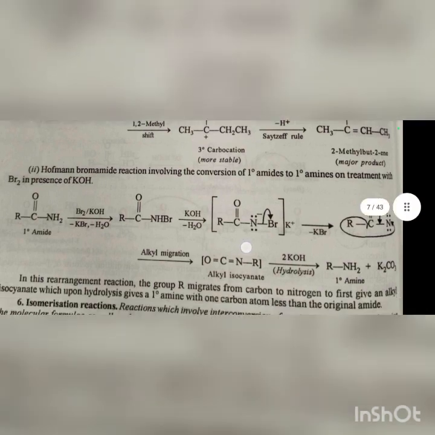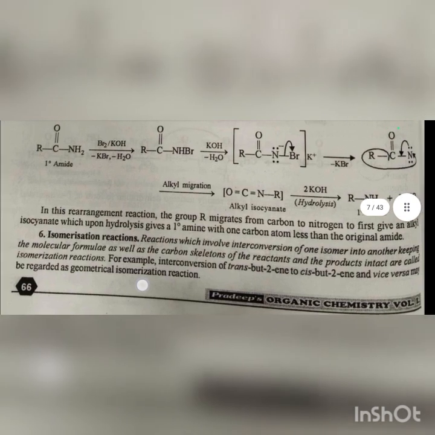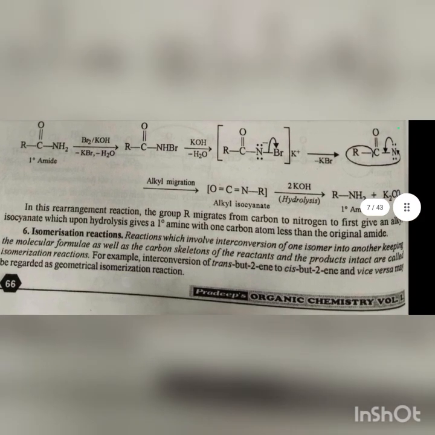treatment with Br2 in the presence of KOH. In this rearrangement reaction, the group R migrates from carbon to nitrogen to first give an alkyl isocyanate, which upon hydrolysis gives a primary amine with one carbon atom less than the original amide.